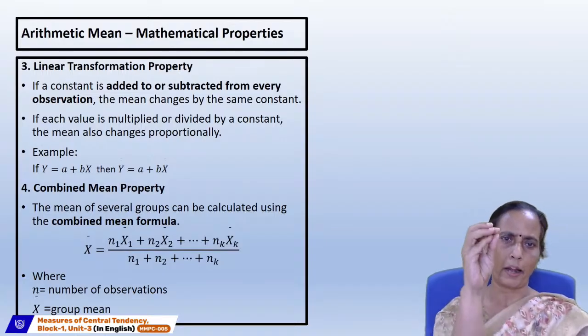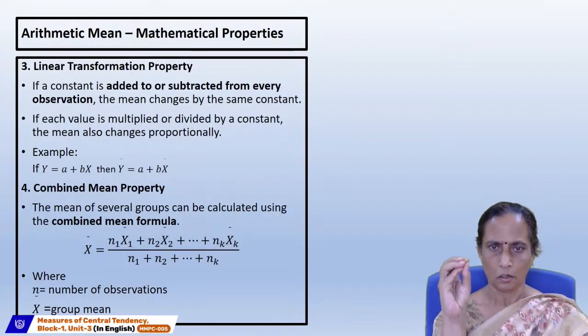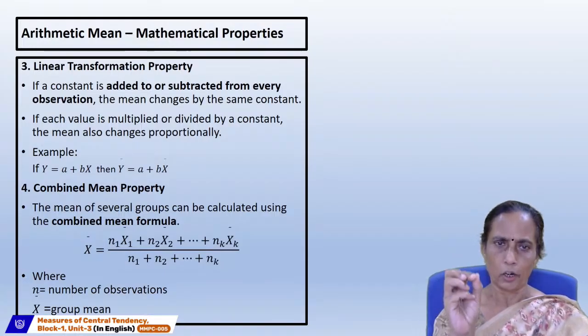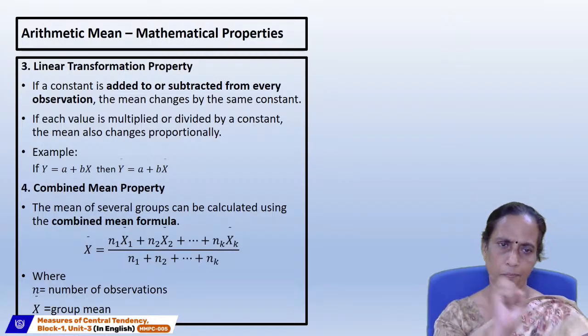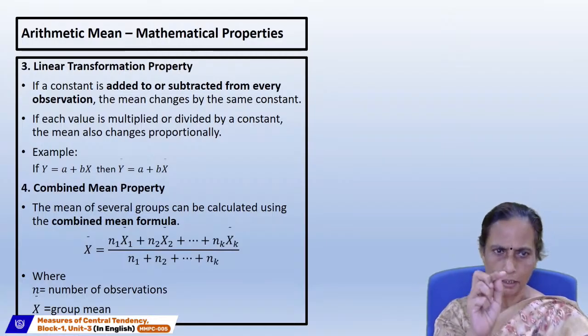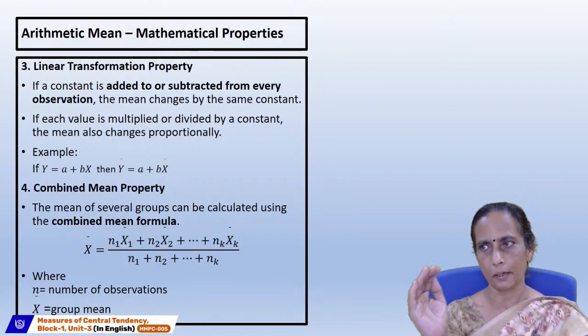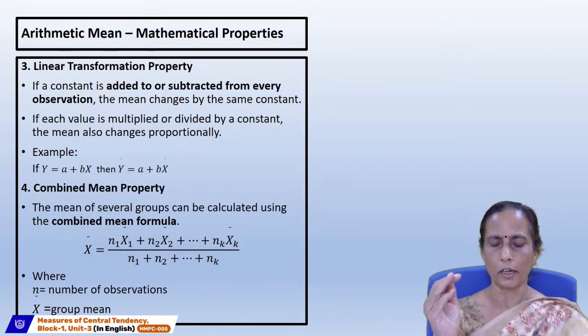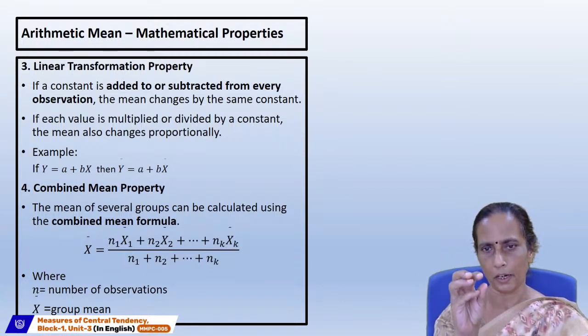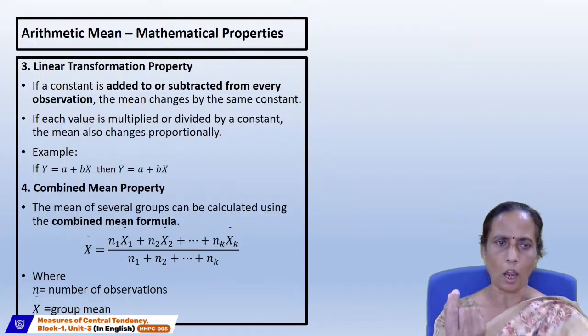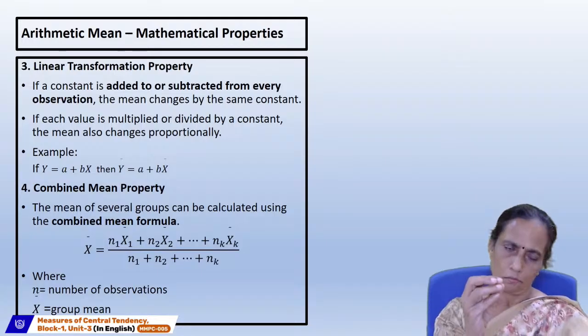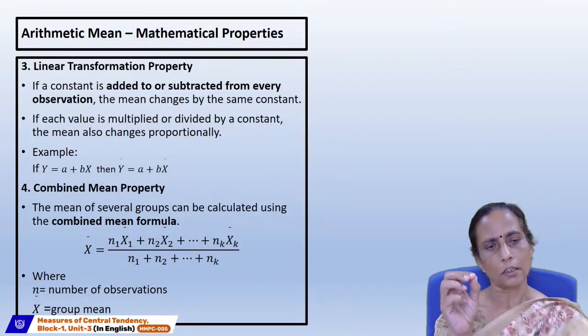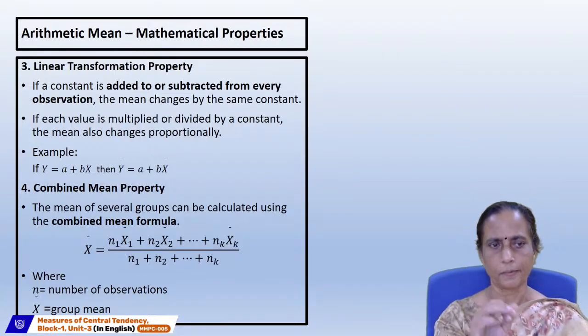That means if you add 5 to each of the observations, then your x bar will be x bar plus 5. And if each value is multiplied or divided by a constant, then accordingly your mean changes. Suppose you multiply each and every observation by a specific value, say a, then your mean will be a x bar.